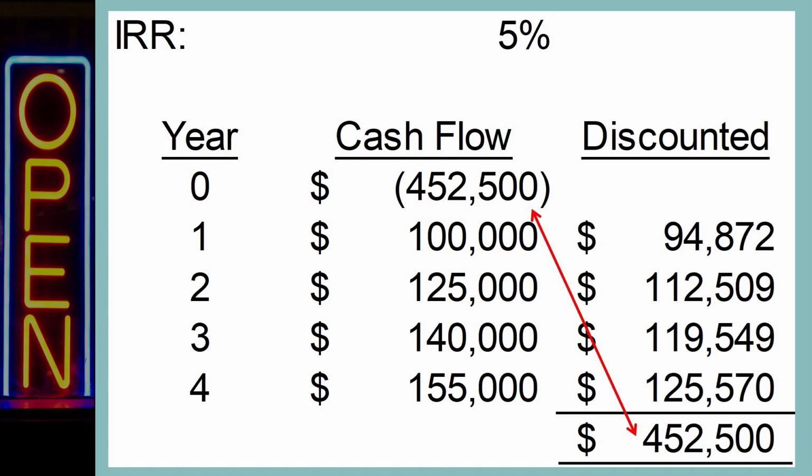Like NPV, IRR can change based on how many years you project. I only projected 5 years in this analysis. If I project 2 more years of $155,000 of cash flow, the IRR jumps to 19%.